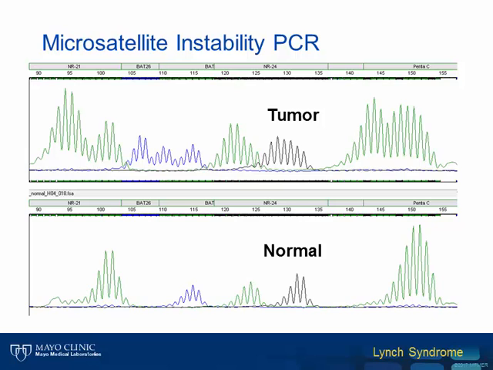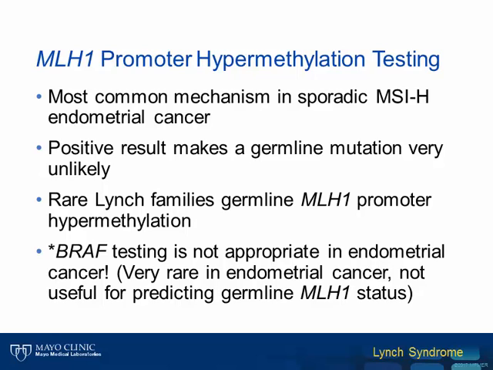Here is an easier electropherogram to interpret. The case is from a colorectal cancer. Notice the more dramatic shifts in the microsatellite marker fragment sizes here. Your patient has an MSI-high tumor with loss of MLH1 and PMS2 by immunohistochemistry.